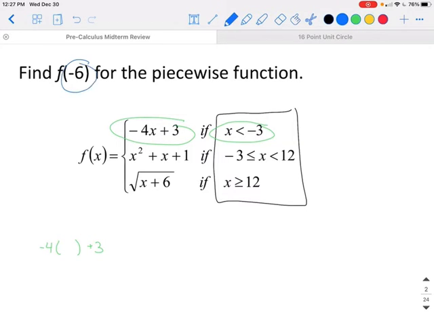We know our x value is negative 6. So negative 4 times negative 6 gives us 24. And 24 plus 3 tells us the answer is 27.